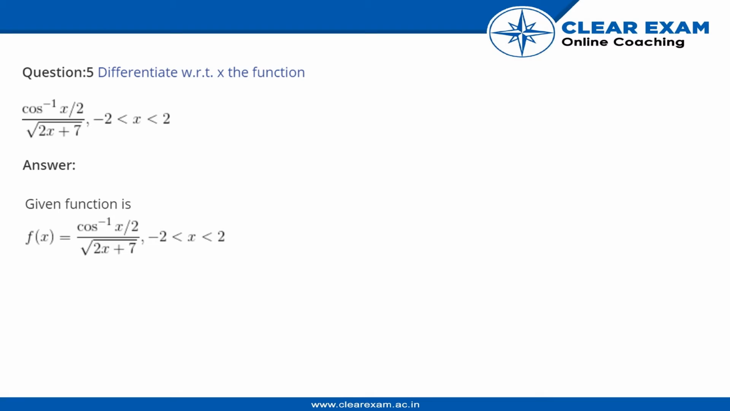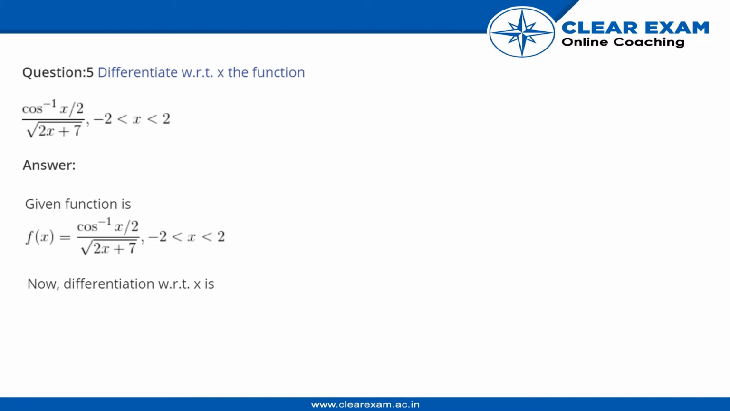Hi guys, let's understand question 5. Differentiate with respect to x the function cos inverse x/2 divided by under root of 2x + 7, where x is greater than -2 and less than 2. The answer: the given function is f(x) = cos inverse (x/2) / under root of (2x + 7), where x is greater than -2 and less than 2.